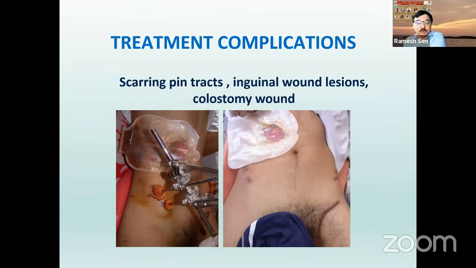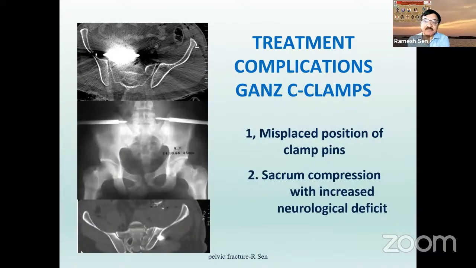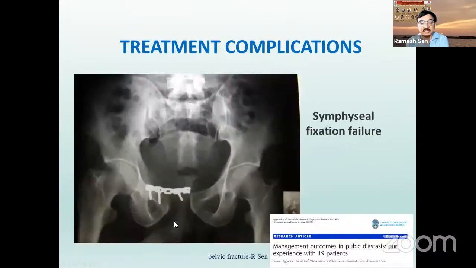Now, what are the problems which can happen in our management itself? Again, if we are doing this, these scars are likely to stay around with all those wounds, so that is one area where we have to be careful. Then, even the C-clamp, if not appropriately placed in an acute situation, can go into the wrong place like here, or can increase the compression across the sacrum and lead to neurological compression.